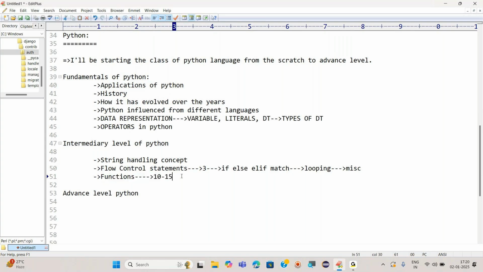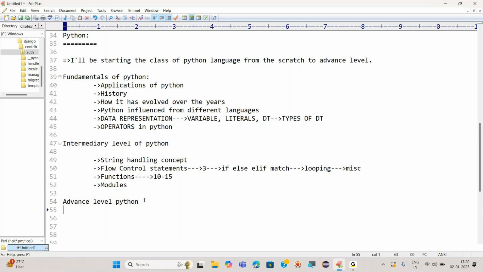Along with this I'll be showing you what modules are, which should actually be included in advanced, but I'm including them here because this is not that difficult a concept. Python is such an easy language that any non-tech background person, or any non-CS person, can understand it very easily. So modules can come inside the intermediary level.